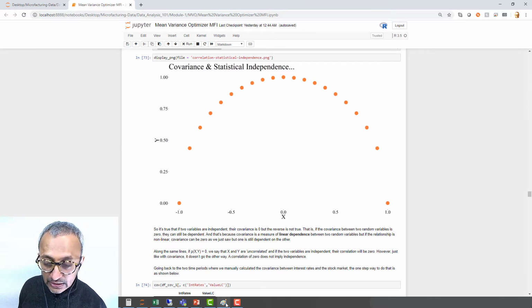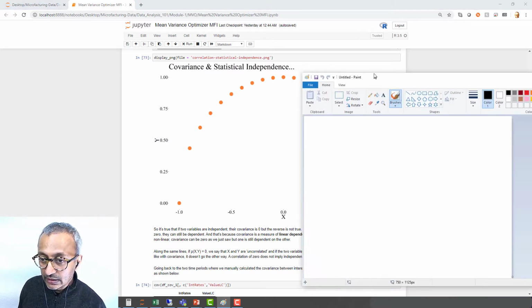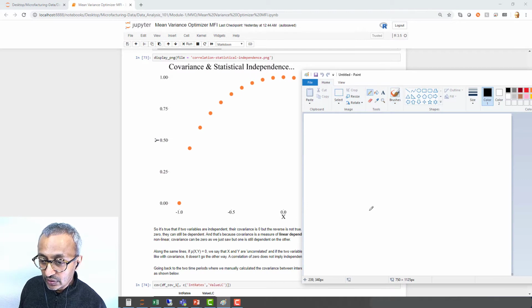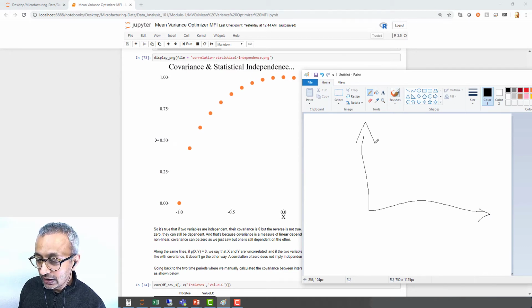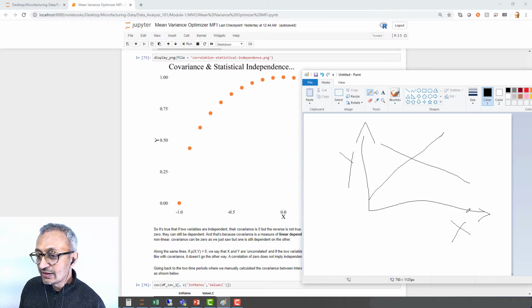Linear is basically you have, sorry, I'm pretty bad at drawing, as you can see. You have x and y, and this is your linear. As x increases, y increases. Or it could be like this: as x increases, y decreases. So that's linear.